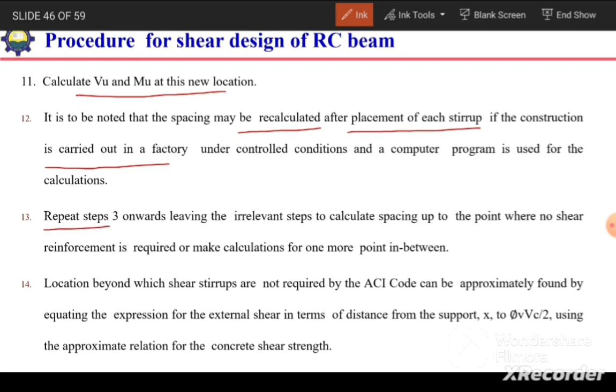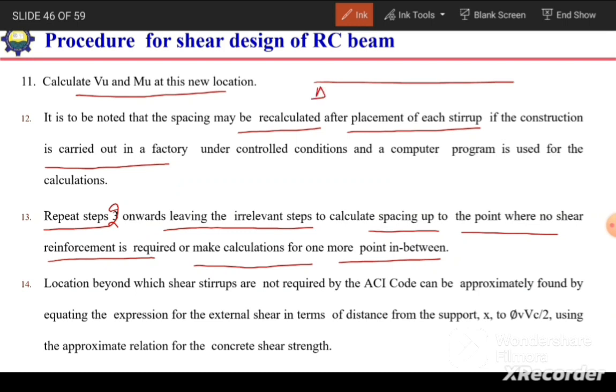Okay, so repeat step 3 or step 2 onwards, leaving the irrelevant steps, to calculate the spacing up to the point where no shear reinforcement is required, or make the calculation for one more point in between. So initially we calculated the stirrup spacing at this location and provided it up to this one. Now calculate the stirrup spacing for this location and provide it up to this one, and then calculate the stirrup spacing for this section, and provide it up to the point where no further stirrups are required.